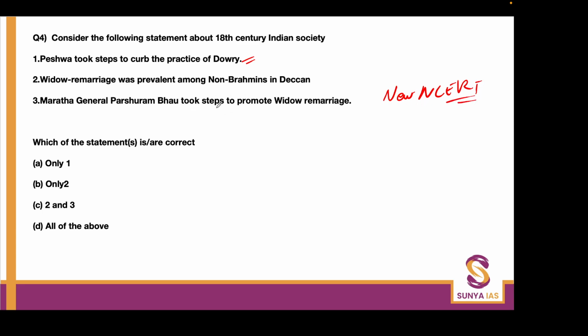Now, Maratha General Parshuram Bhau, who was serving the last Peshwa, Bajirao II, actually took a lot of steps for widow remarriage, but not much happened. But it doesn't mean that he didn't take steps. He tried his best. So this statement is right. Widow remarriage was prevalent among non-Brahmins in Deccan, this statement is also right. Widow remarriage was a taboo mostly in the Brahmin community and basically in Bengal and Rajasthan, or Rajputana as it was called back then. But in Deccan, widow remarriage among non-Brahmins was very prevalent. So this statement is also correct.